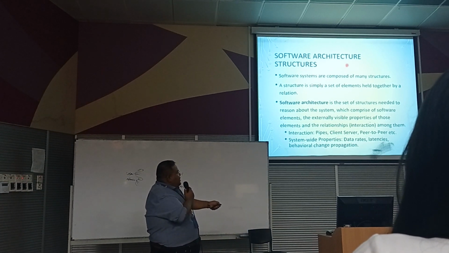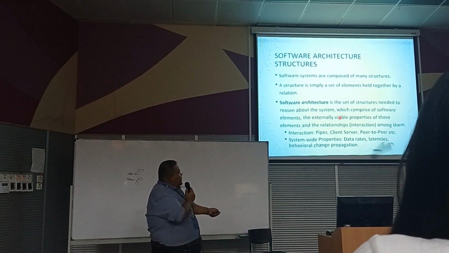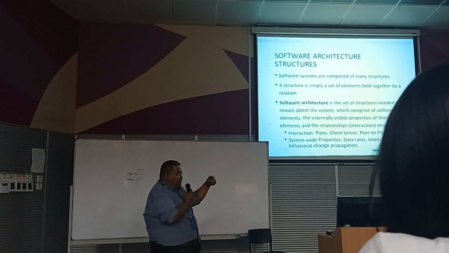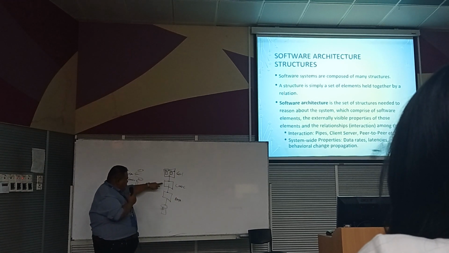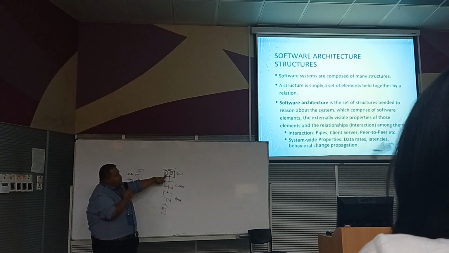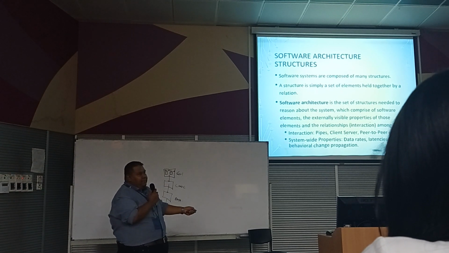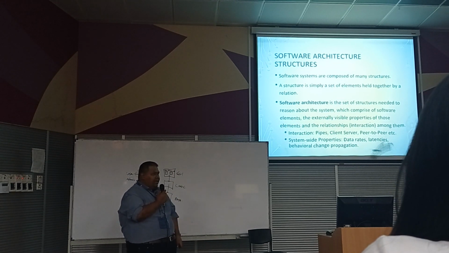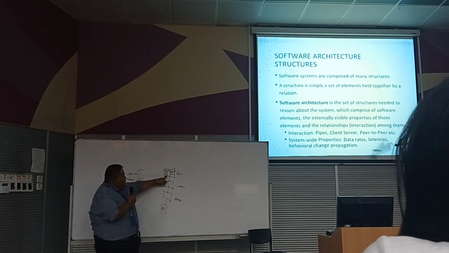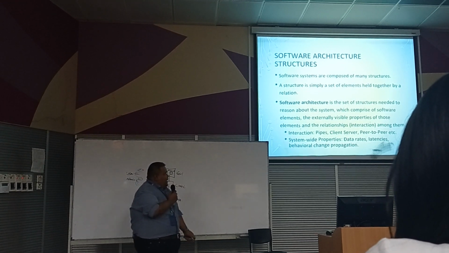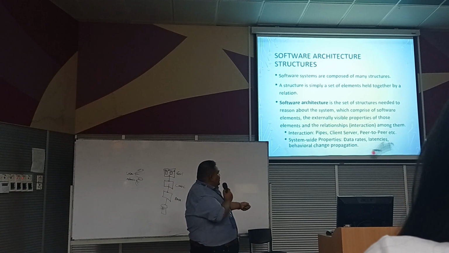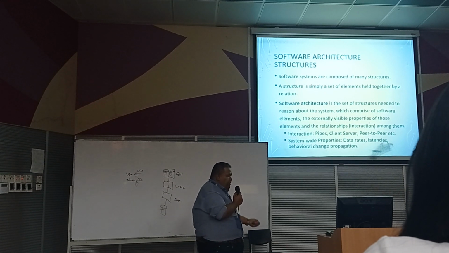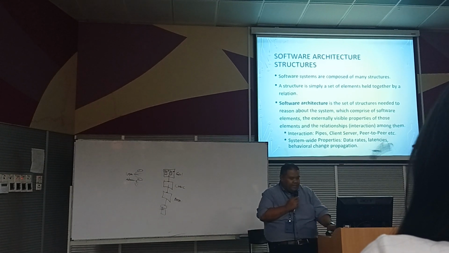Software architecture is a set of structures needed to reason about the system, which comprises software elements. So this is the structure, and inside the structure I have software elements, the externally visible properties of those elements, and the relationships among them. When we talk about interactions, there are many kinds of interaction. We have pipe, client-server, peer-to-peer, and whatnot. We are going to discuss this in much more detail in this particular chapter.